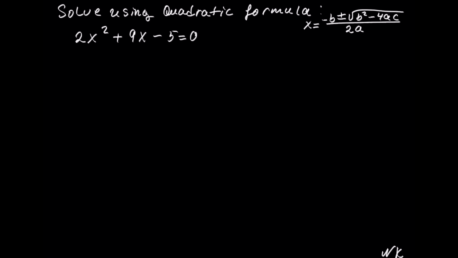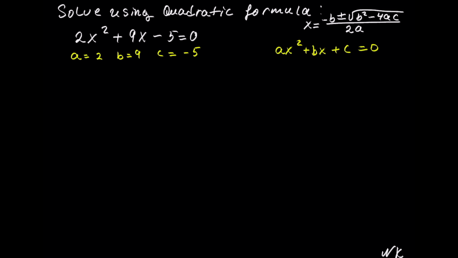This formula applies to quadratic equations in the form ax squared plus bx plus c is equal to 0. So in this example, a is equal to 2, b is equal to 9, and c is equal to -5. To use the quadratic formula, all we have to do is substitute these values into x is equal to negative b plus or minus square root of b squared minus 4ac out of 2a.